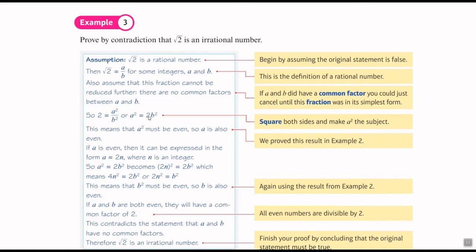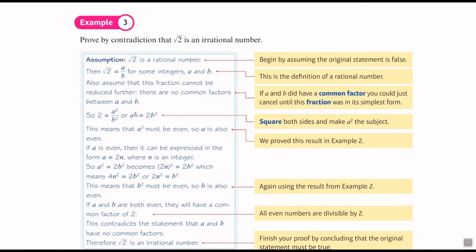So you can see this is 2 times another number, so that means even. So this means a squared must be even. So a squared must be even, so a is also even.